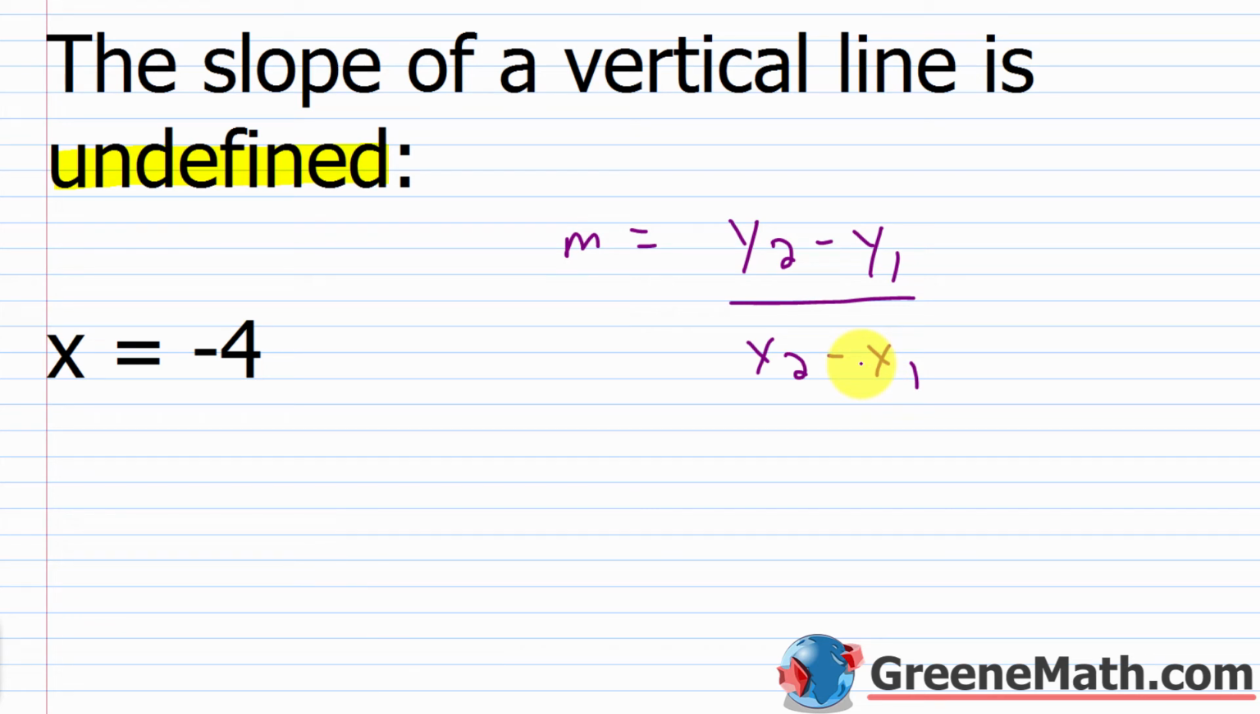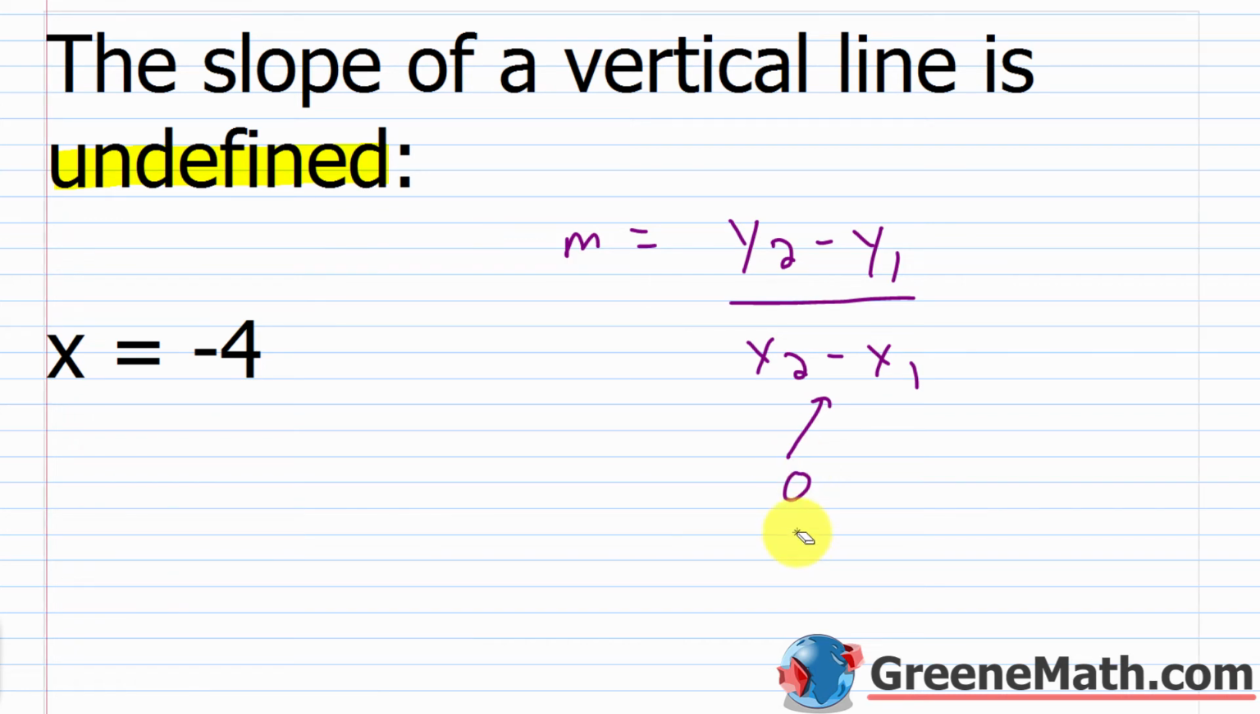Negative 4 minus a negative 4 is negative 4 plus 4. That's 0. So I'm going to have division by 0, which is not allowed. It's undefined. So that's why we say the slope of a vertical line is undefined.